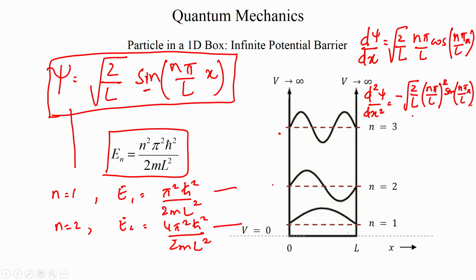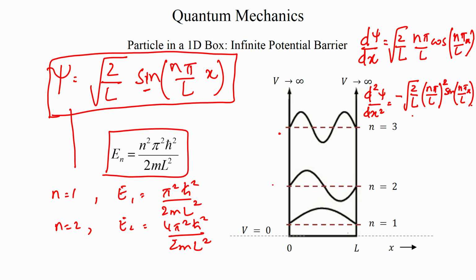You can't have this particle having an energy of, let us say, something in between. It can't have something like 1.5 pi square h bar square by 2m L square, because that violates the condition that n has to be an integer. So that can't happen. The first thing to note is that the energies are all quantized.